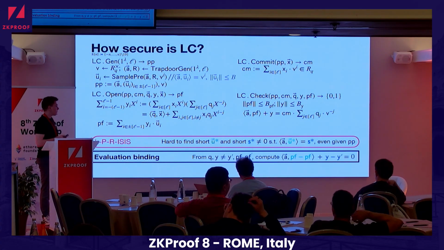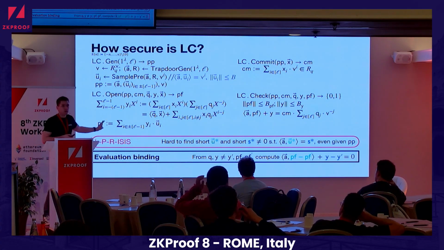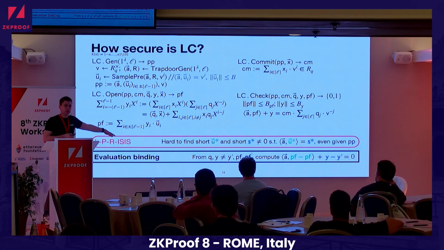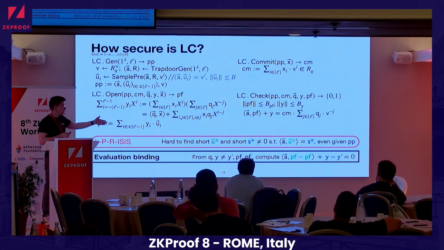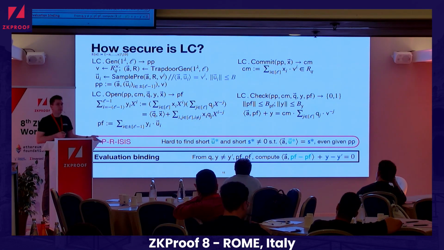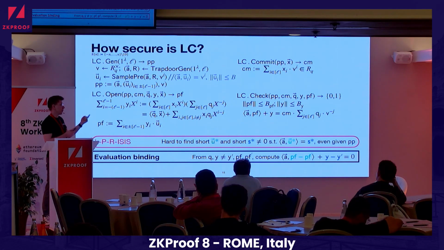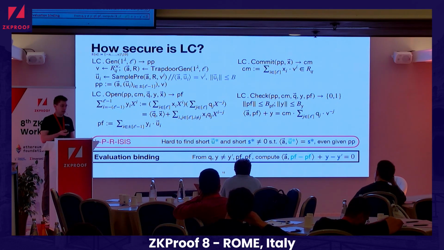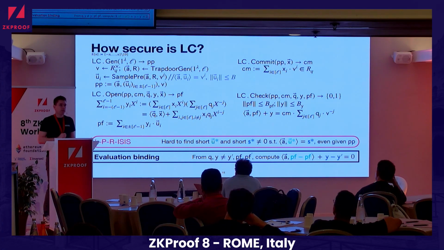So assume that you're given a single query, 2 conflicting openings, and 2 proofs for these openings. You can actually subtract the verification equations, and you get that A inner product with proof minus proof star will map to y prime minus y. And so you directly have your U star and S star for the kPRISIS solution. So that's a rather elementary proof.